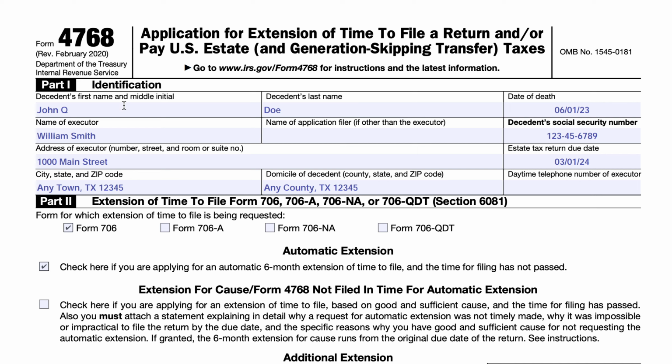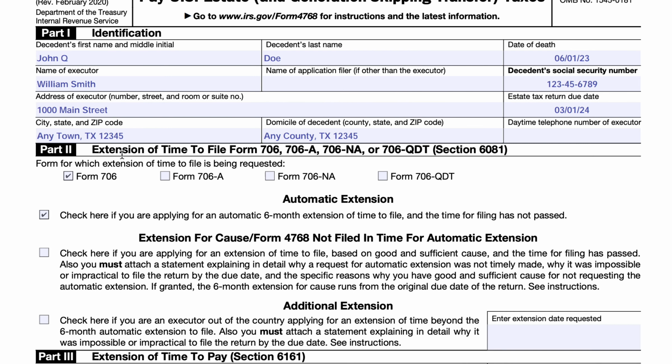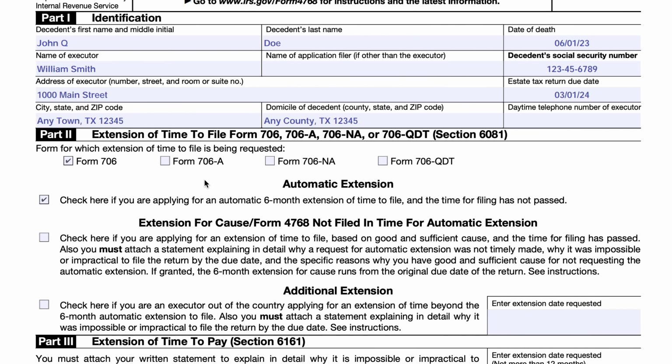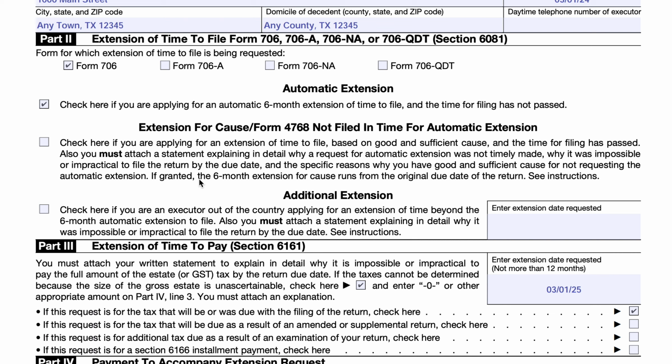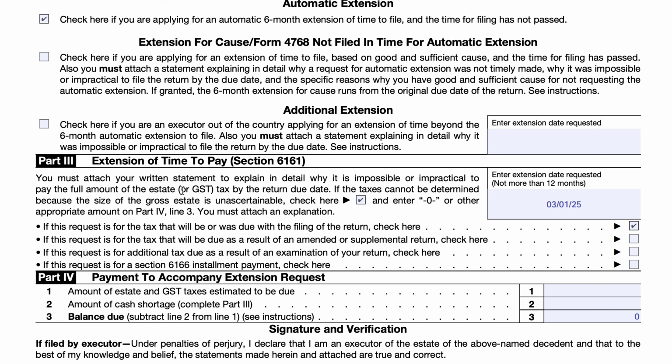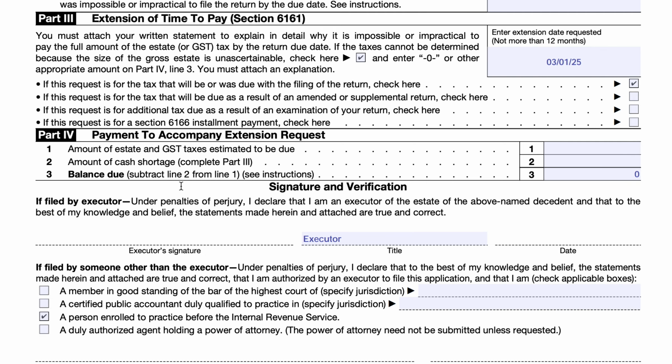Part 1 is the identification, where we actually identify the decedent and the executor of the decedent's estate. In part 2, the extension of time to file, we'll identify the form and the type of extension that we're looking at. Part 3 is the extension of time to pay. So if you actually need to extend your time to pay, you can do that in part 3. Part 4 would be for any accompanying payments. And then there's the signature field at the bottom.